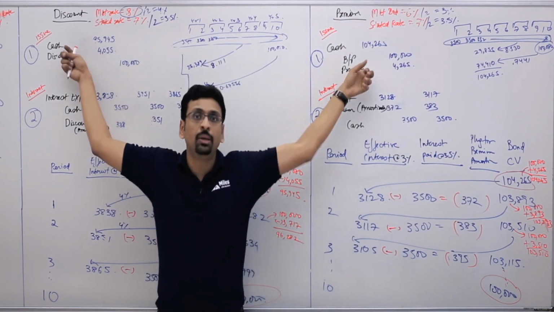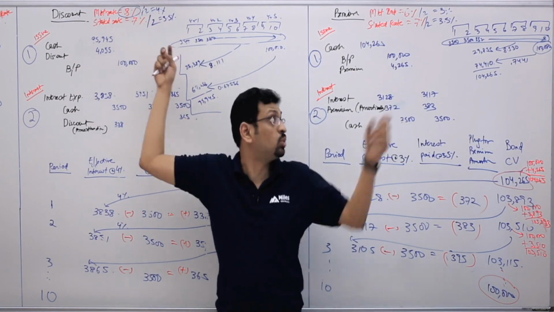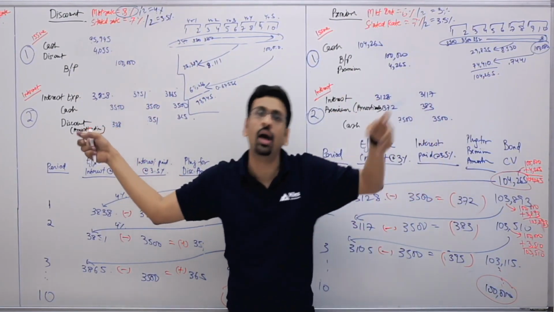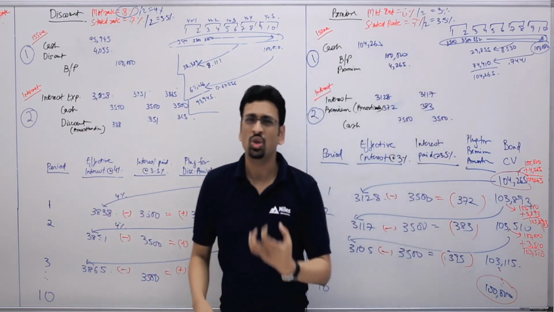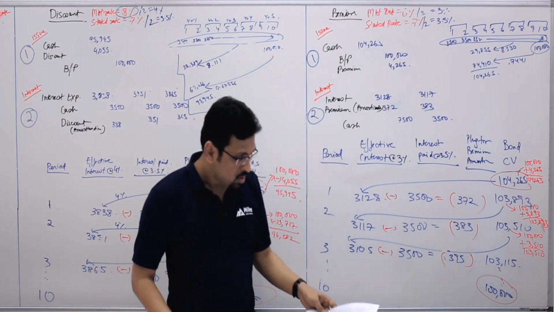Calculate the discount and premium using present value. For present value, always use the market rate. So we calculated the discount here, premium here. Amortize the discount here, amortize the premium here. So that was simple and easy, very important for you to understand.